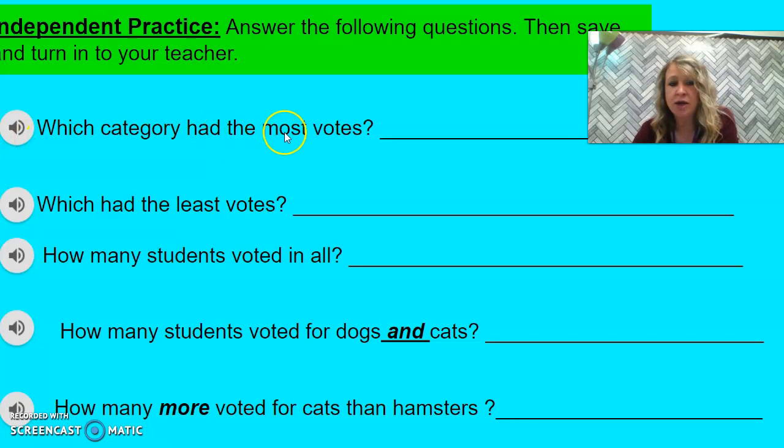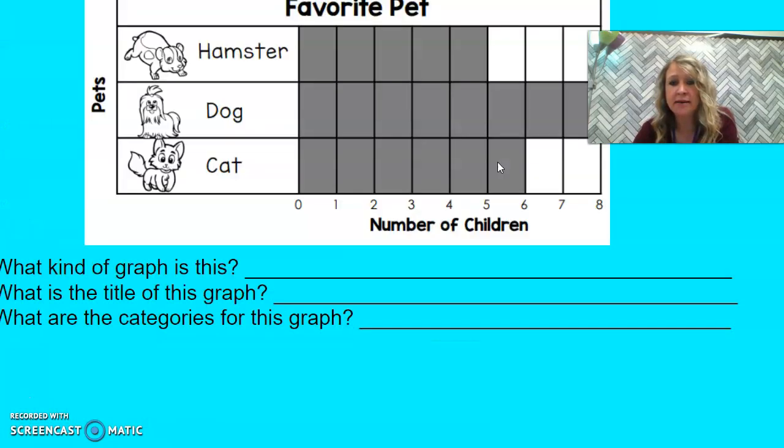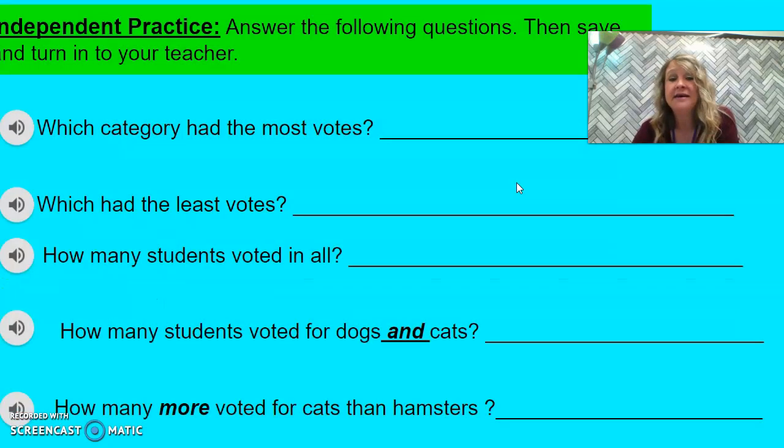Which category had the most votes? Go back and find the one that had the most votes. Do you think it's hamster? Do you think it's dog? Or do you think it's cat? If you think it is dog, you are correct. You are going to write the word dog on the line with the pen tool.